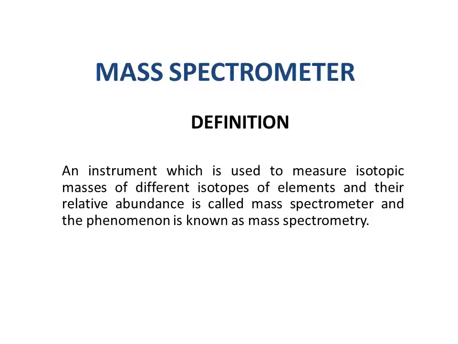Now, by means of a mass spectrometer, we can understand how much protium, tritium and deuterium is present in the earth's crust, and we can also understand that there are three isotopes of hydrogen present on the earth. So the phenomenon in which we study the masses of isotopes and their relative abundances is known as mass spectrometry.